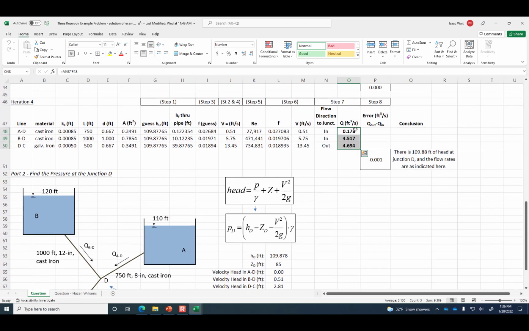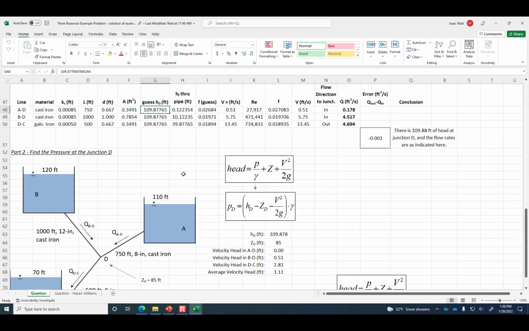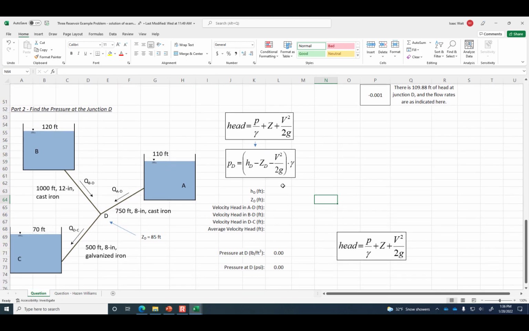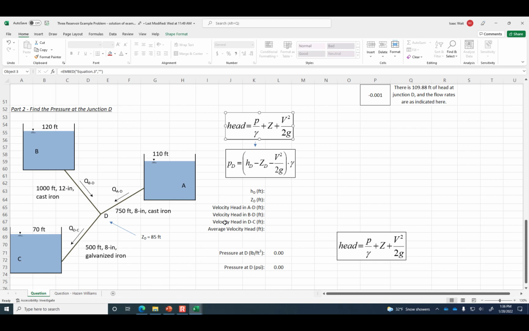Okay, so these were the flow rates through each of the pipes, and we had calculated what the head at D is using this Darcy-Weisbach example. So in the template file, we've got a series of formulas where head is being defined as the pressure head, the elevation head, and the velocity head. And if you rearrange that, you can solve it for the pressure at D, which is what it's asking for in the second part of that example.